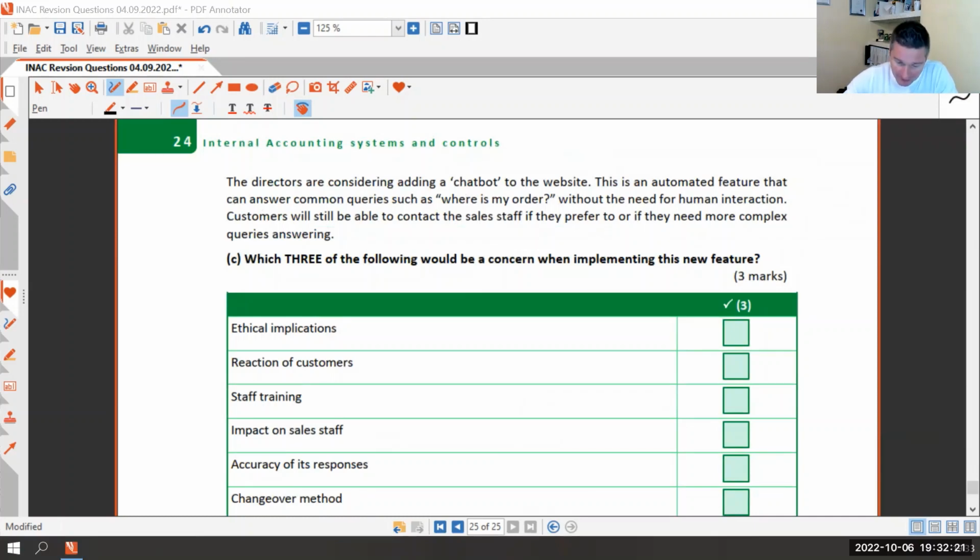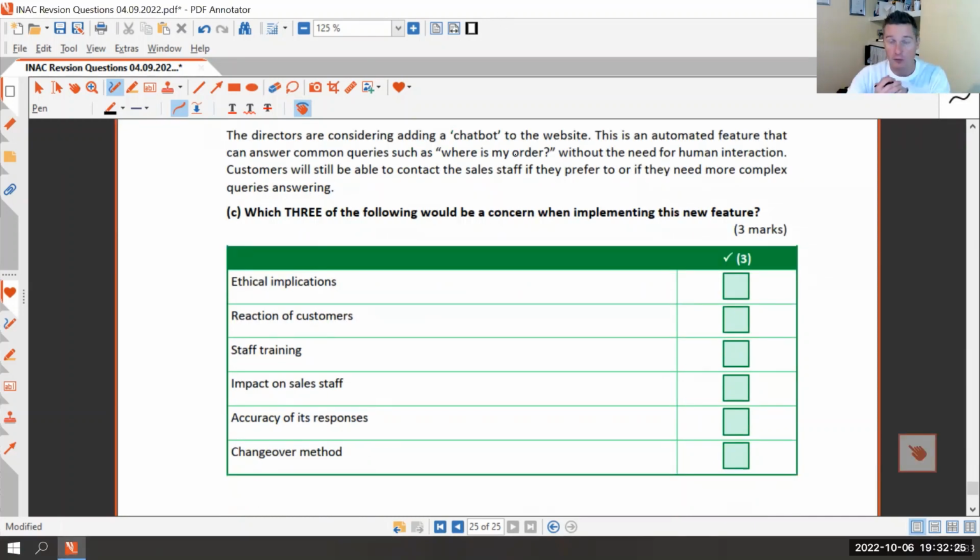Last little bit. So think about adding a chat box to the website. We've actually got one on ours. It's not a big feature, to answer questions such as where's my order? I hate them. Without need for human interaction. Customers will still be able to contact sales staff if they prefer or need more complex answers. Which of the three following would be a concern when implementing an automated chat box?